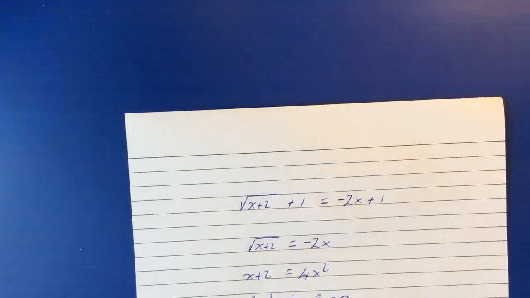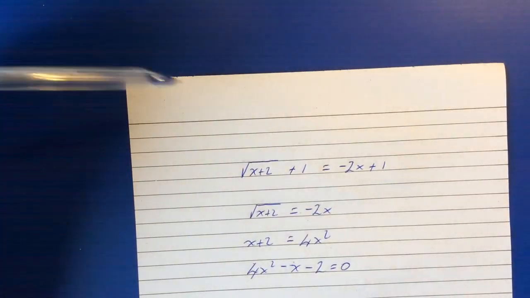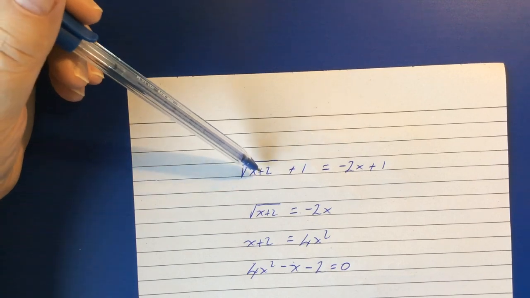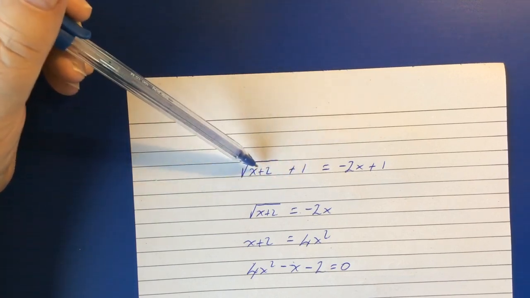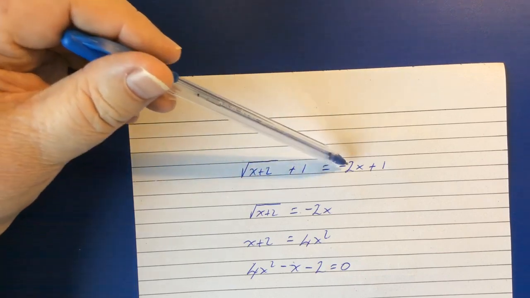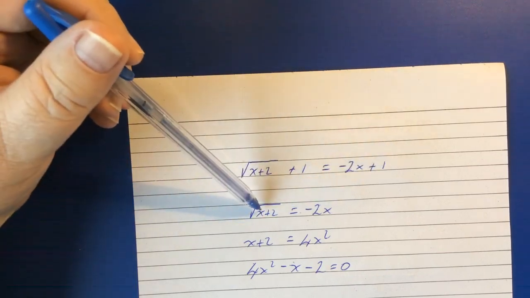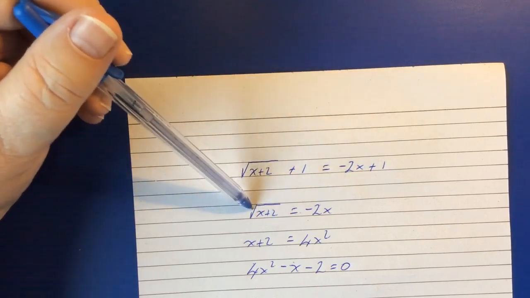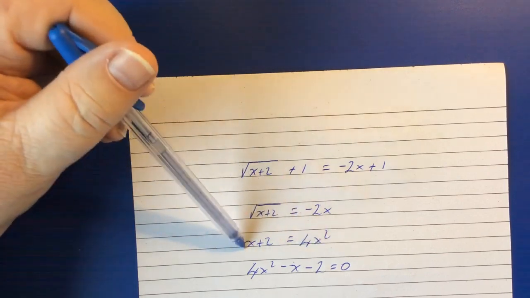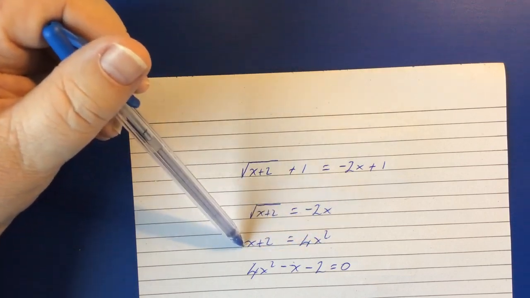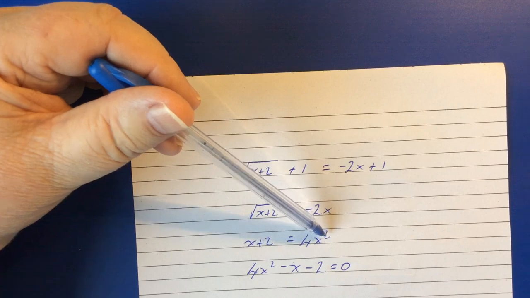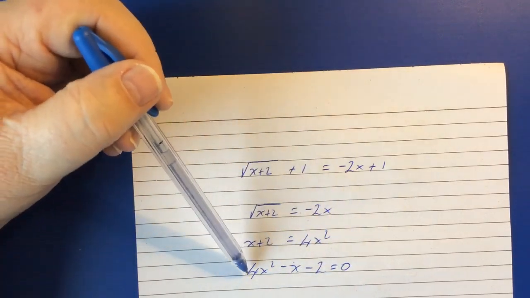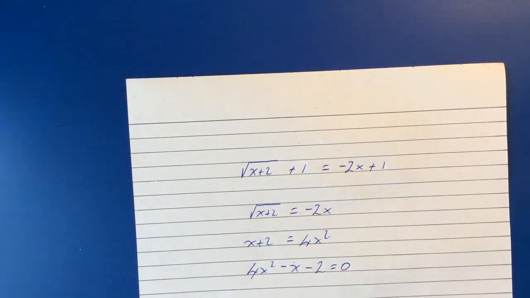Okay, so let's look at the algebra for this. We're going to use substitution, which is fairly straightforward, I think. So we're substituting this for y. So root x plus 2 plus 1 equals negative 2x plus 1. A little bit of tidying up, we can get rid of the 1's. In order to get rid of the square root, what I do is I square both sides, and I get x plus 2 equals 4x squared. I can turn this into a quadratic, which doesn't look particularly appetizing.